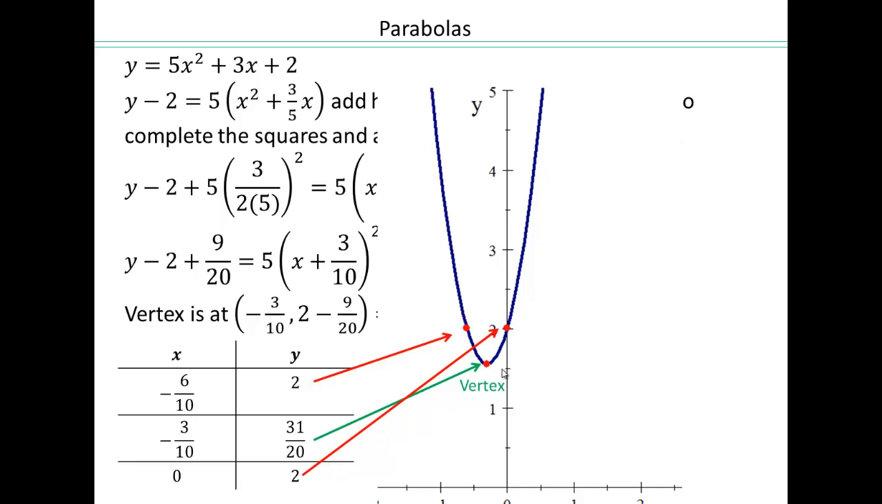In ALEKS, when you graph these, you will have coordinates to plot, and there's a tool where you can enter these coordinates. You don't have to plot necessarily these points. You just need a vertex, one point to the left of it, and one point to the right of it, and that will give you the graph.